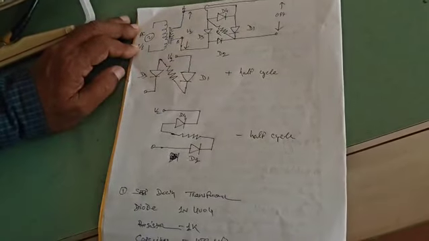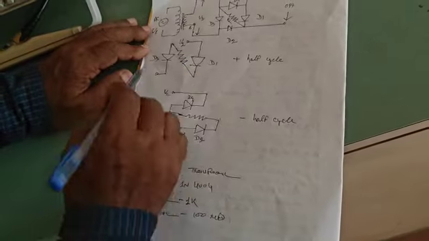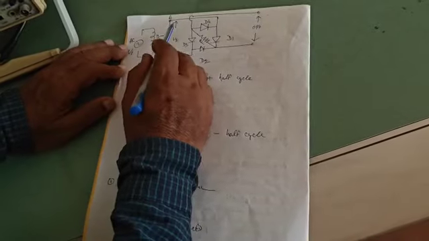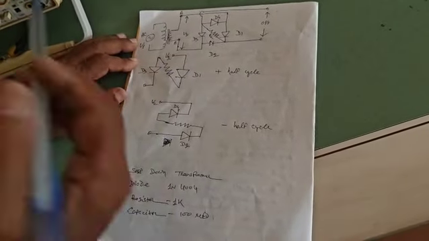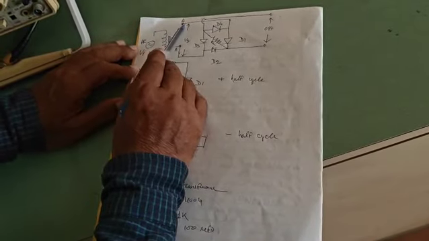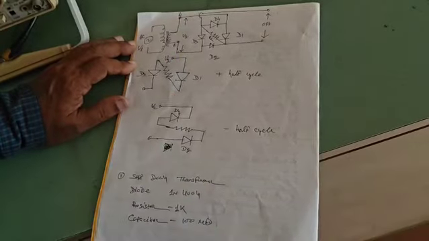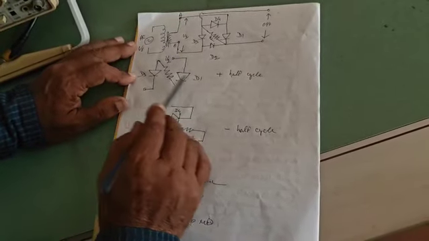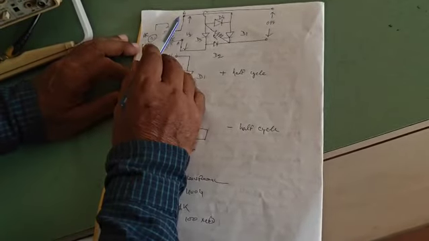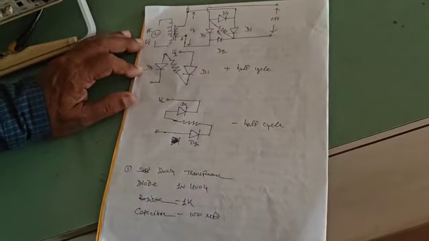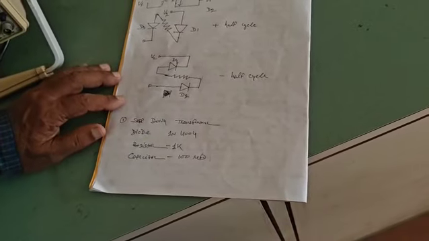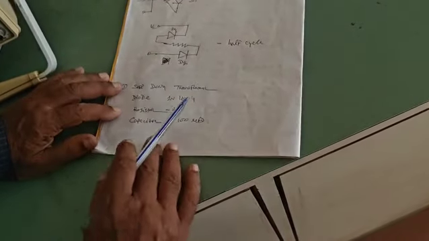But in the bridge circuit, what happens? In an AC circuit the polarity changes. When it is the positive cycle, terminal A is positive and terminal B will be negative. In this condition, D1 and D3 will be forward biased and will conduct. Then in the negative cycle, terminal A automatically will be negative and terminal B will be positive. In this condition, D2 and D4 will conduct. So accordingly, both half cycles will conduct in the bridge circuit.